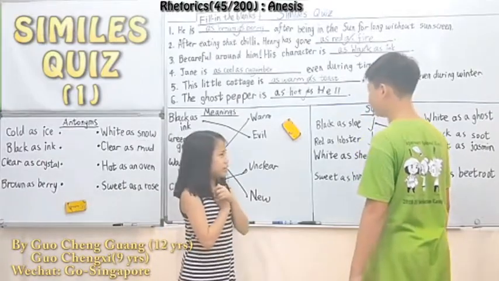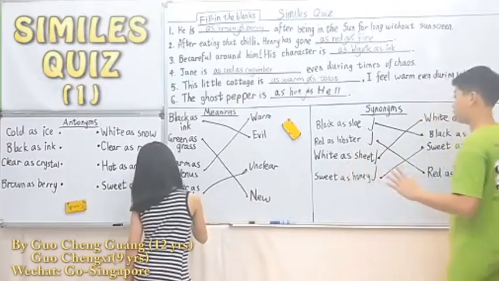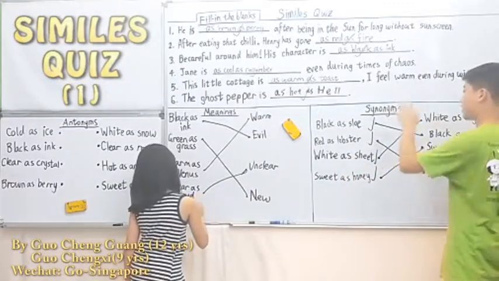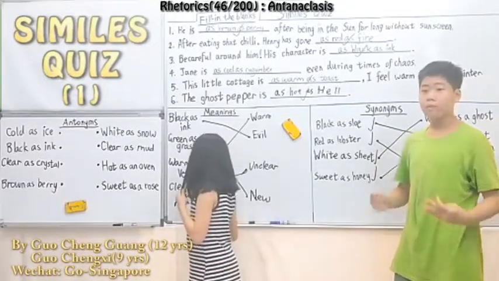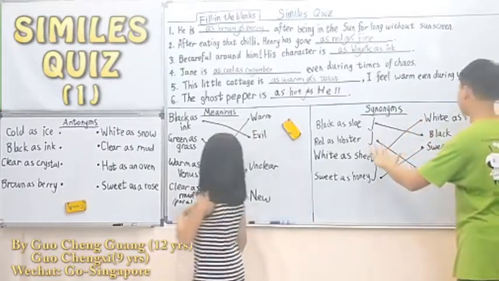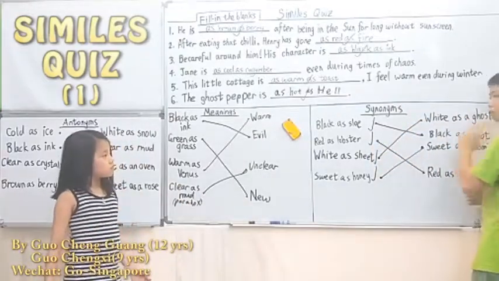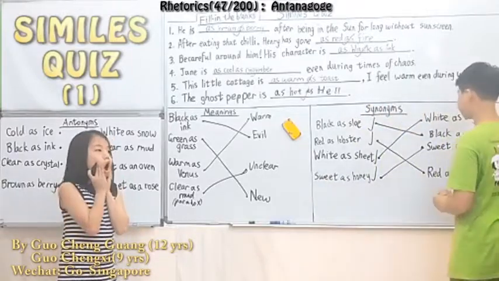Is mud clear? No. But since you finished explaining that part, for those who don't get these synonyms, synonyms have the same meanings. If you want me to say out everything, I can. White as a ghost: white color, pale, shocked, all those, right?